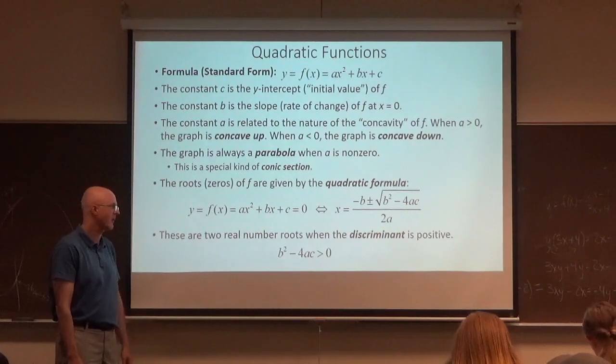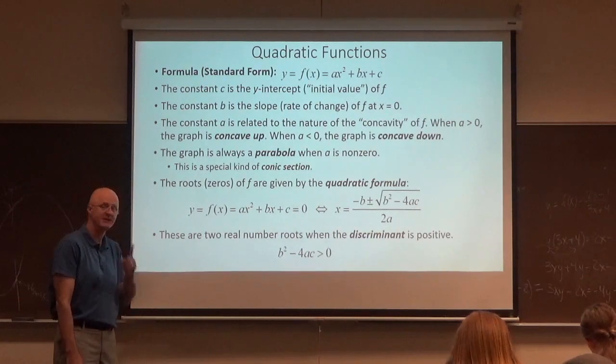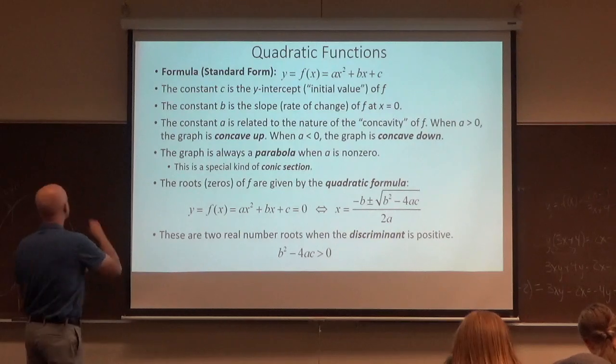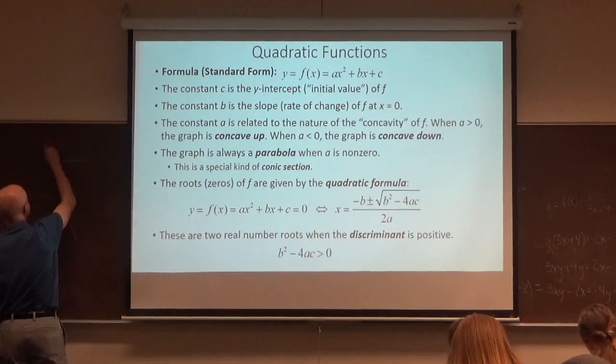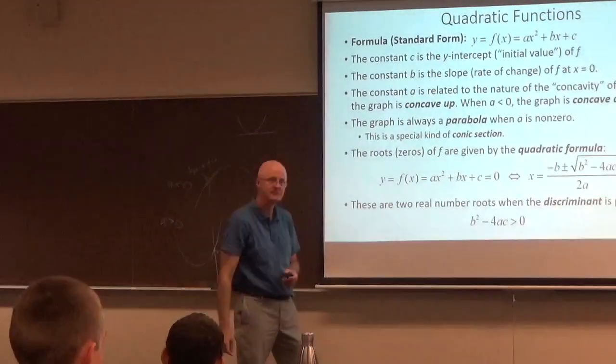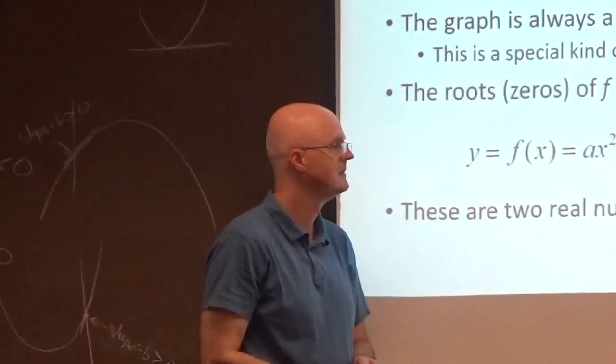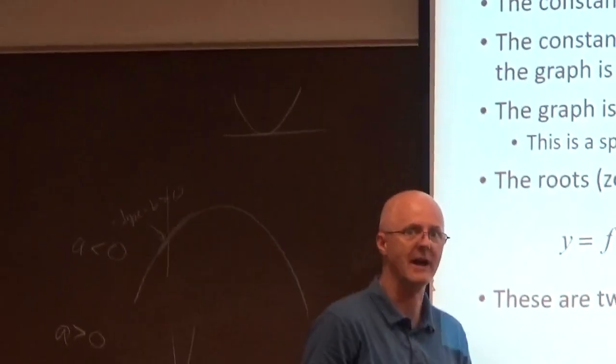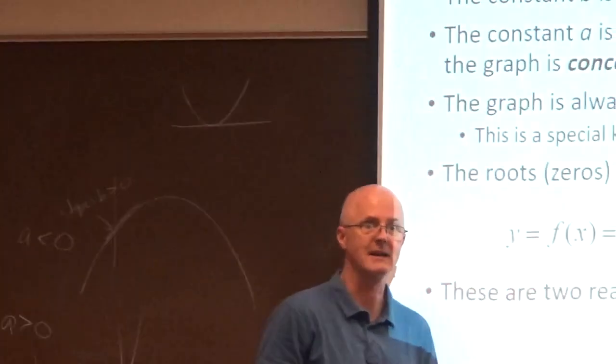If b squared minus 4ac is equal to 0, then you actually only have one x-intercept. The graph would just touch the x-axis at one point when b squared minus 4ac equals 0. And if it's negative, then, oh boy, imaginary numbers come into play.